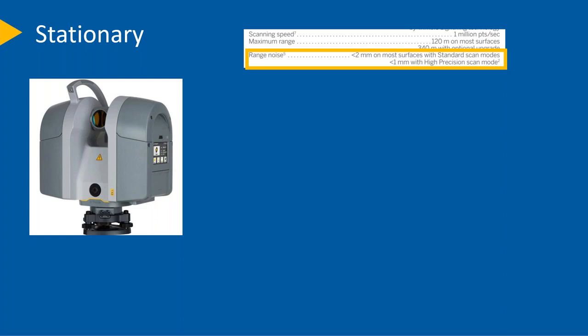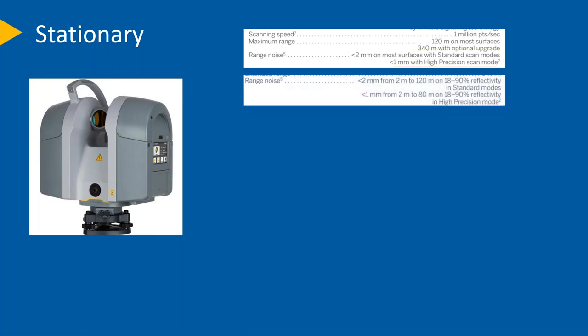This scanner in particular also has a high precision mode, which would allow you to get less than 1 millimeter. Now, if I look down a little bit farther on the data sheet, it goes into a little bit more definition of what most surfaces means. In this case, the range noise is less than 2 millimeters from 2 meters up to 120 meters on 18 to 90% reflectivity. This is in the standard mode.